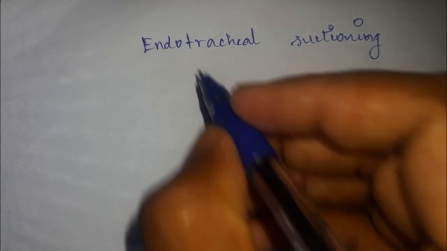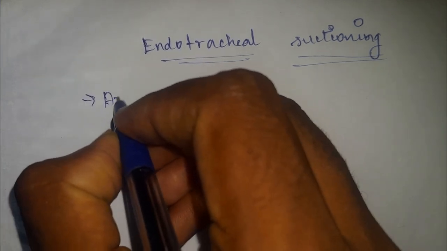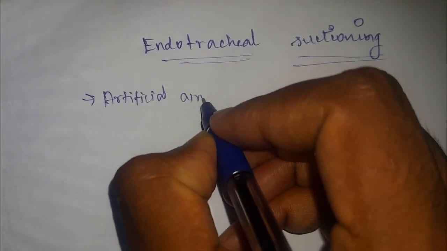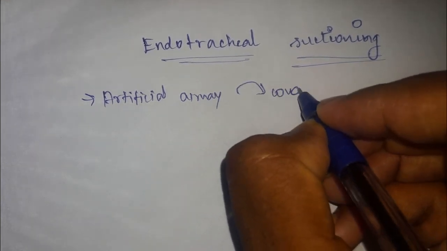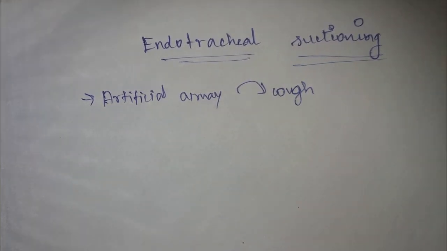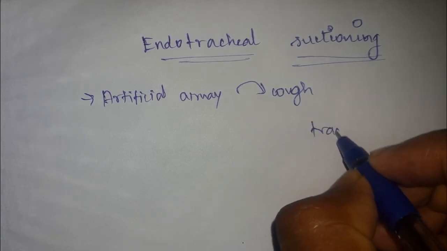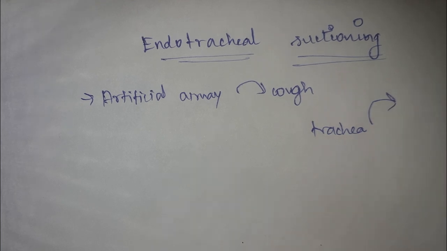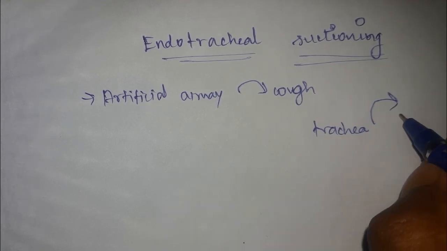Hello, today we are going to talk about the topic endotracheal suctioning. We know some patients have an artificial airway. With that artificial airway, the person is not able to cough. So any secretion present in the trachea normally comes out by the aspiration technique.